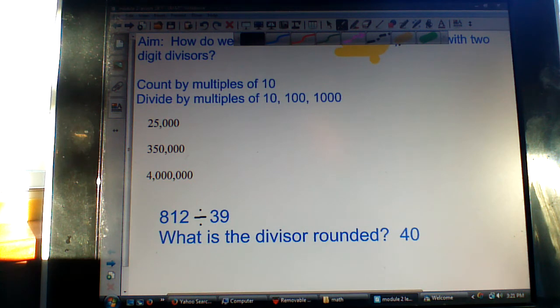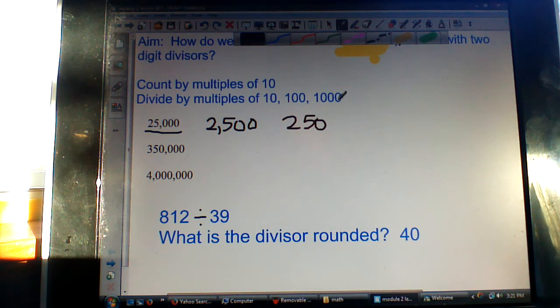So if we have 25,000, and we divide it by 10, our answer would be 2,500, right? If we have the same number, 25,000, and we divide it by 100, our answer is going to be 250. If we have the same number and we divide it by 1,000, we're going to end up with 25. So that's how we divide by multiples of 10.